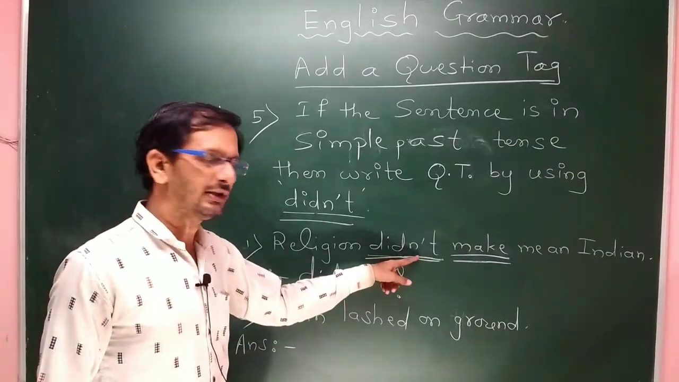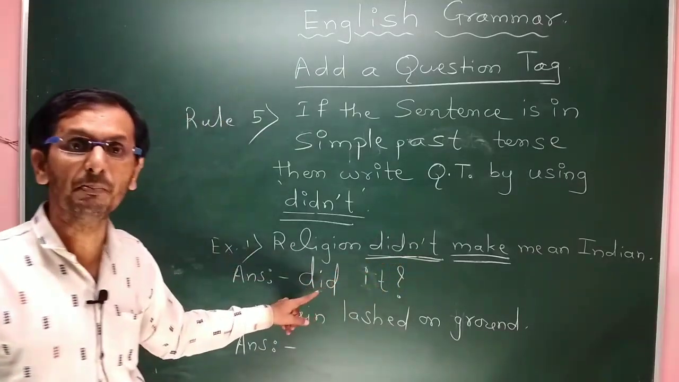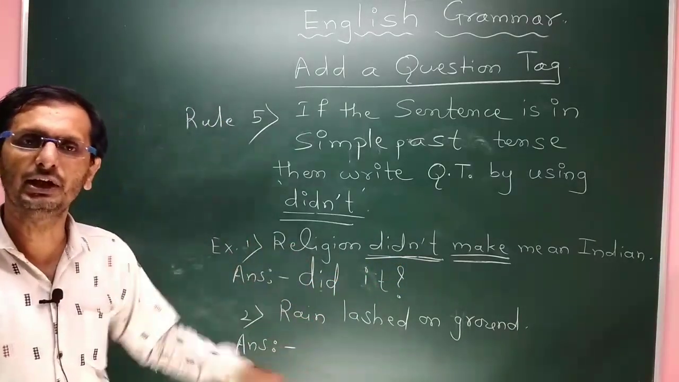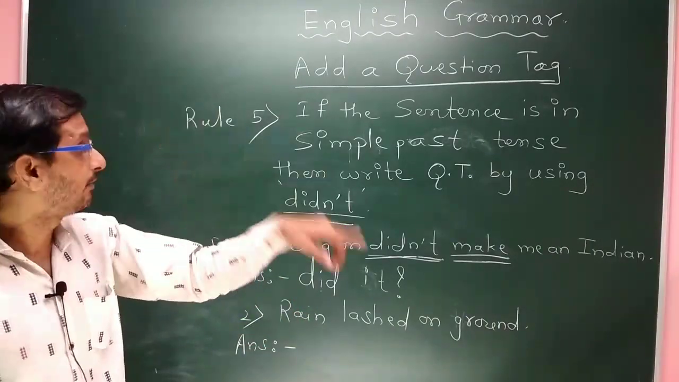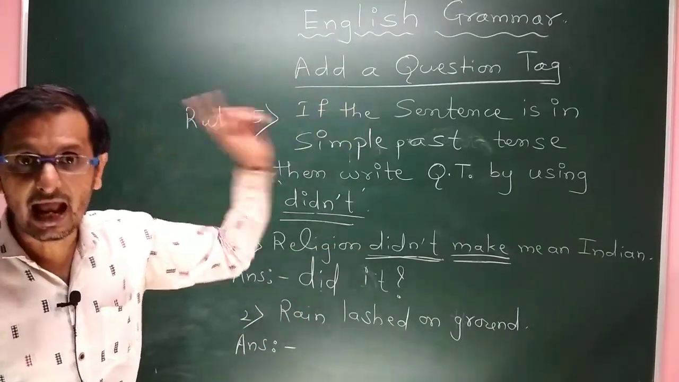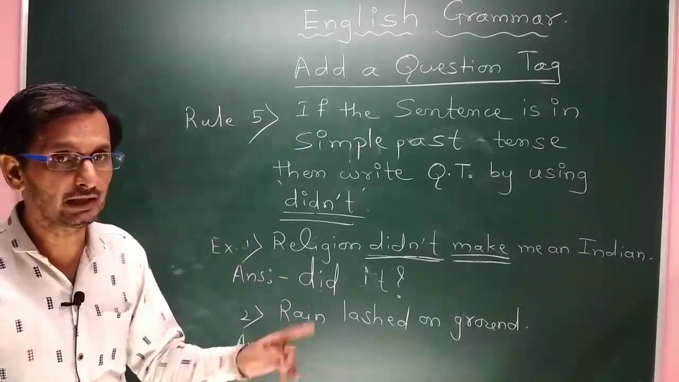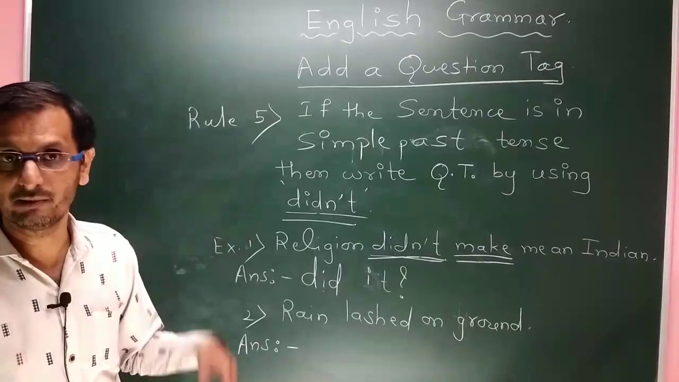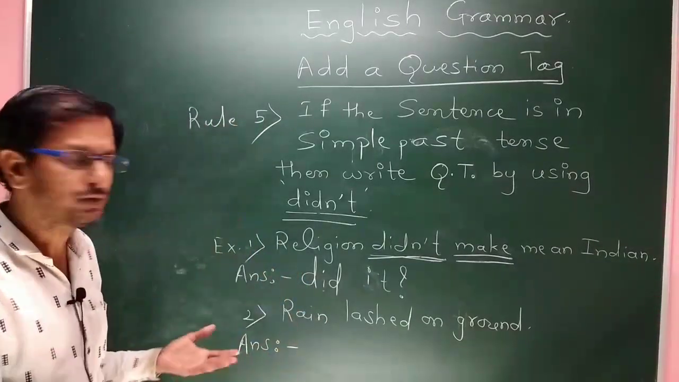If the sentence is negative, the answer is positive. If the sentence is negative, then the answer must be positive, and if the sentence is positive, the answer must be negative. That is the first rule of the add a question tag. You have to remember it every time. When the sentence is positive, the answer will be negative, and when the sentence is negative, the answer will be positive.